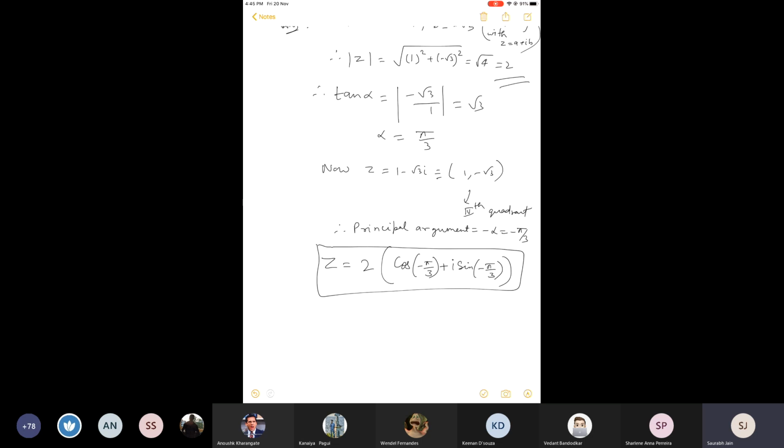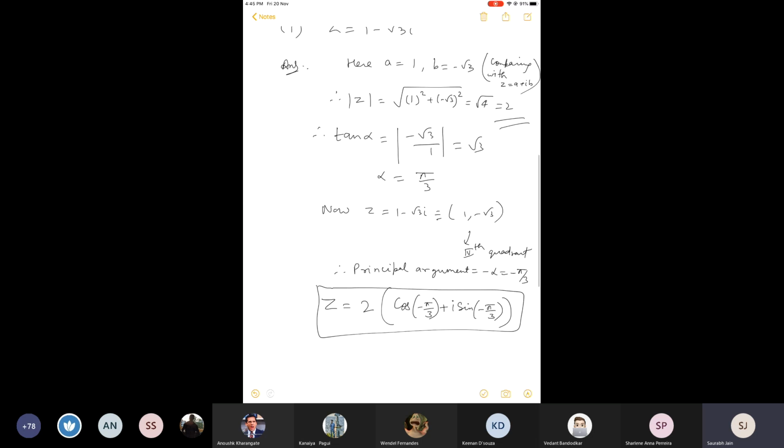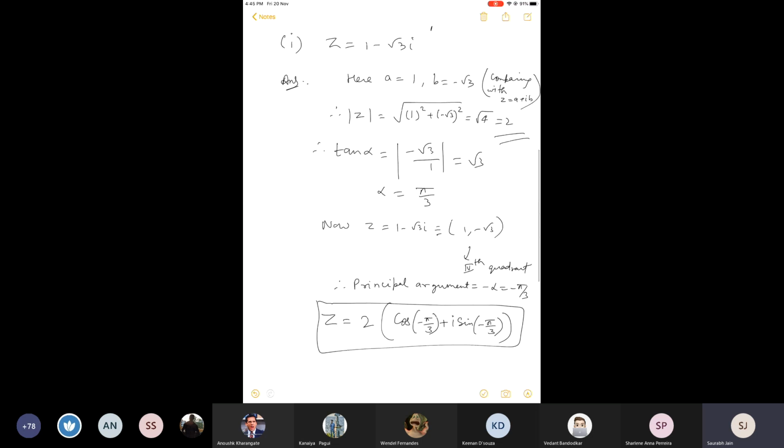2 represents mod z, then in the bracket it is cos theta plus iota sine theta, and in place of theta is the principal argument, which you have already calculated. This is minus pi by 3. You will leave the answer here and that will be it. We have expressed the same complex number 1 minus root 3 iota in polar form, which is 2 into cos of minus pi by 3 plus iota sine minus pi by 3. Leave it here. So this is what you have to do in such type of questions. Now I'm going to give a similar question.